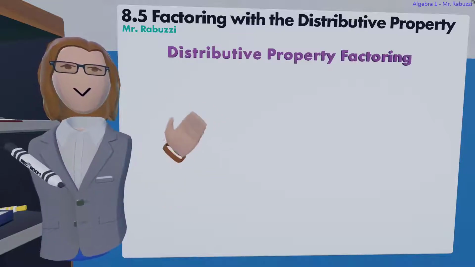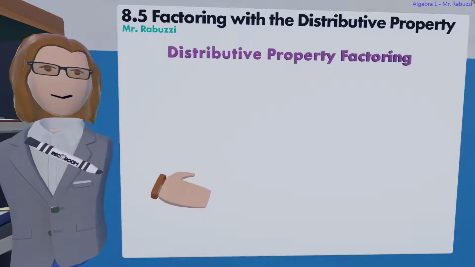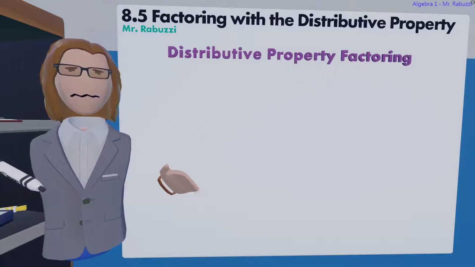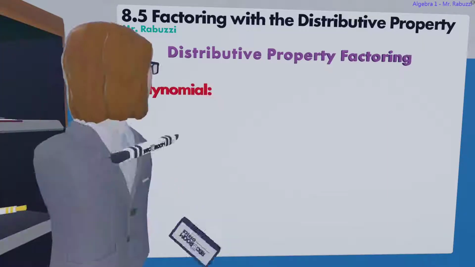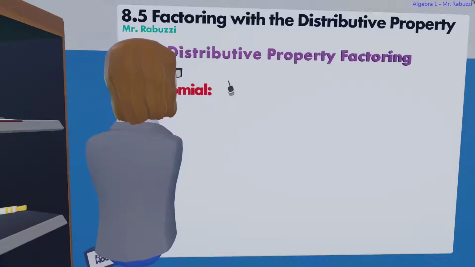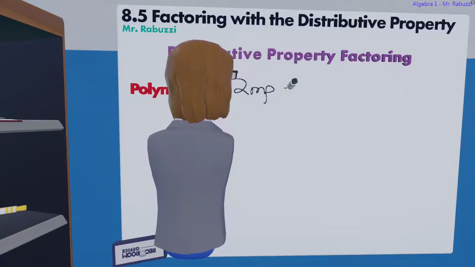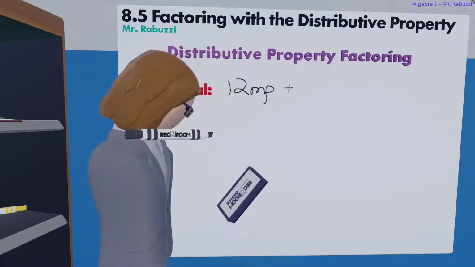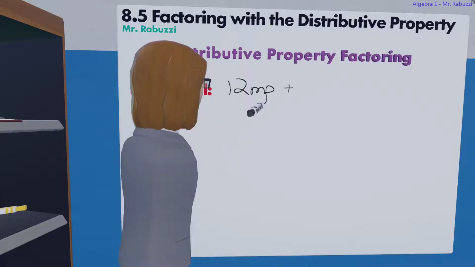Okay, so last lesson we talked about GCF, which is greatest common factor, and we're going to use those again to find the factors in these new polynomials. Okay, so this is going to have more than one term. Say we have 12mp plus 80m squared.